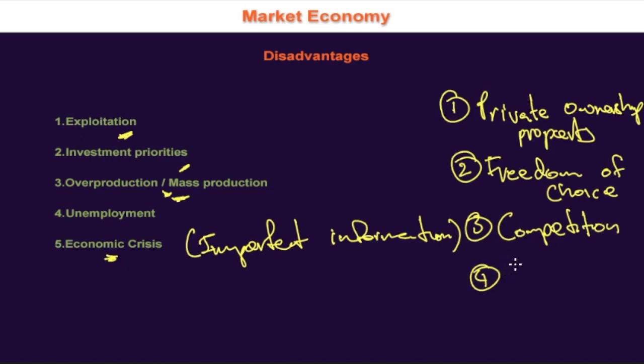And the fourth one being self-interest. The producers are motivated to maximize their profits, and the consumers are motivated to satisfy their wants and needs and increase their utility. And the fifth one being the market regulates itself.